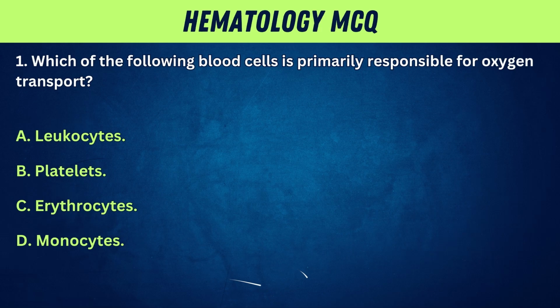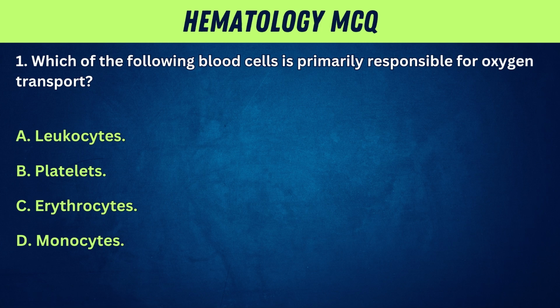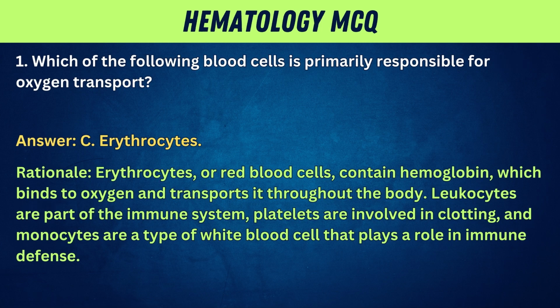1. Which of the following blood cells is primarily responsible for oxygen transport? A. Leukocytes. B. Platelets. C. Erythrocytes. D. Monocytes. Answer: C. Erythrocytes. Rationale: erythrocytes, or red blood cells, contain hemoglobin, which binds to oxygen and transports it throughout the body. Leukocytes are part of the immune system, platelets are involved in clotting, and monocytes are a type of white blood cell that plays a role in immune defense.